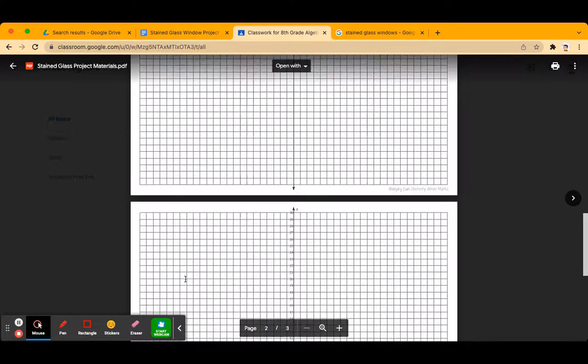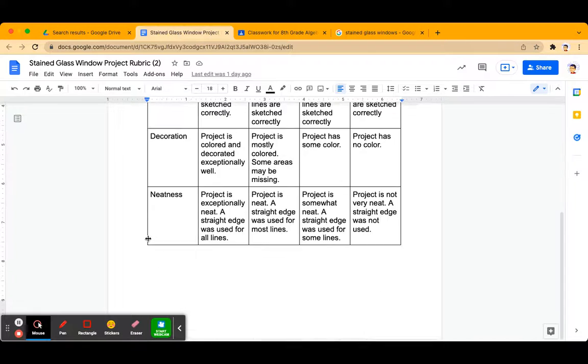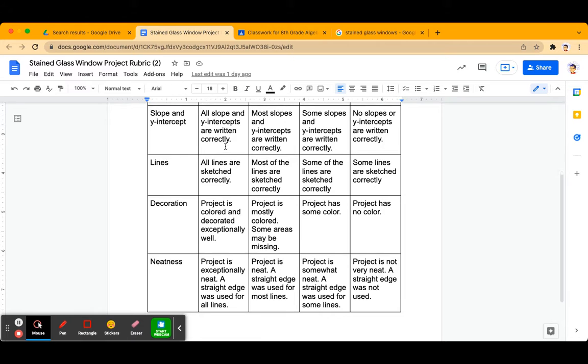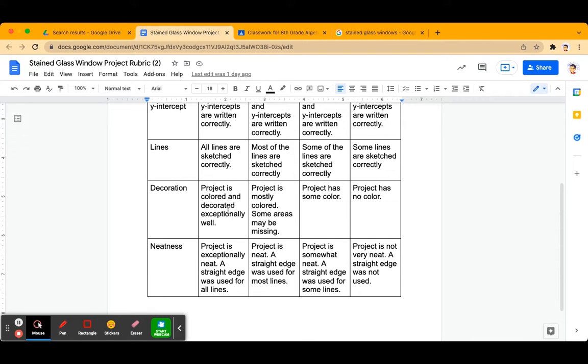But that's the project. We'll run through the rubric real quick. I'm asking you to identify all the slopes and y-intercepts correctly. All your lines should be correct. The project should be colored and decorated exceptionally well. If you're getting graded on decoration, just do a good job on it. I recommend colored pencils, but you do what you've got to do. Lastly, it's got to be neat.